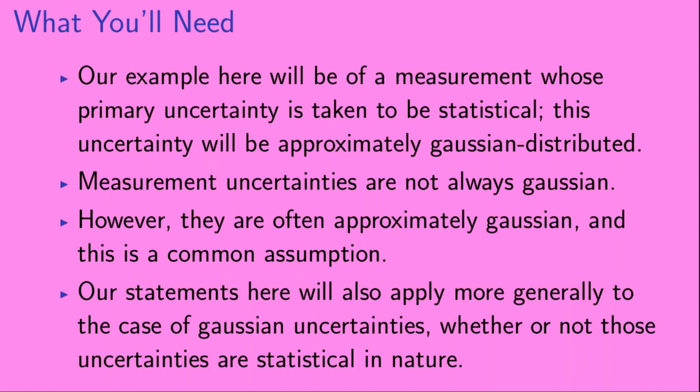Our example here will be of a measurement whose primary uncertainty is taken to be statistical. This uncertainty will be approximately Gaussian distributed. Now, measurement uncertainties are not always Gaussian. However, they are often approximately Gaussian, and this is a common assumption. Our statements here will also apply more generally to the case of Gaussian uncertainties, whether or not those uncertainties are statistical in nature.